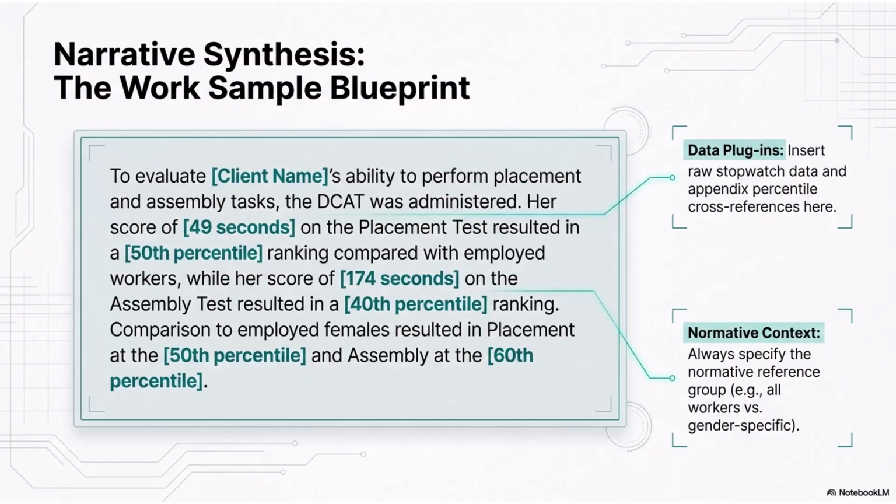Notice the normative context box on the right? You must always specify the normative reference group you are using. Are you comparing them to all workers or using gender-specific data? Be explicit in your writing.